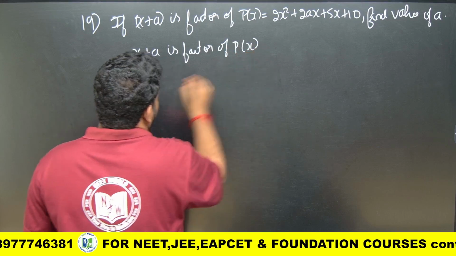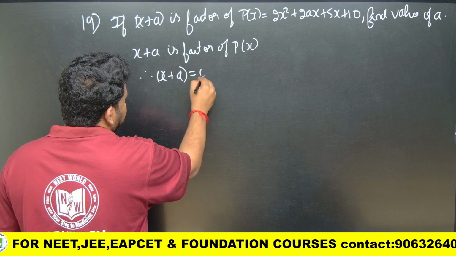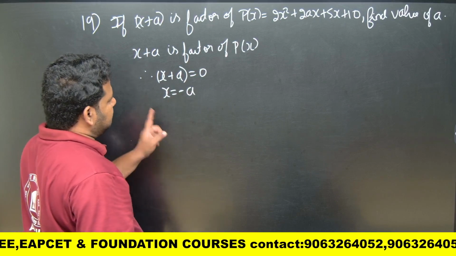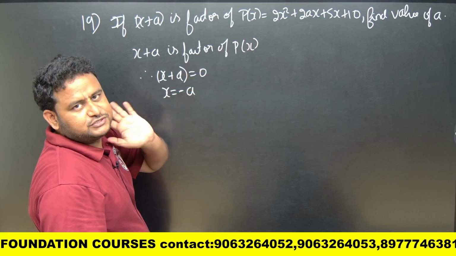Okay. Therefore, what can I write? x plus a will be equal to 0. So I can write it as x equals minus a. If I put x equal to minus a in p of x, then p of x should be equal to 0.